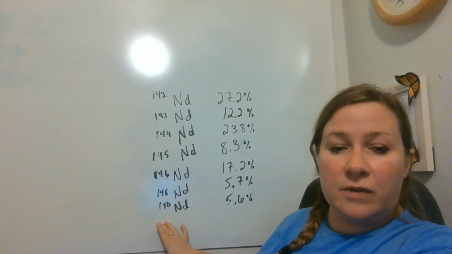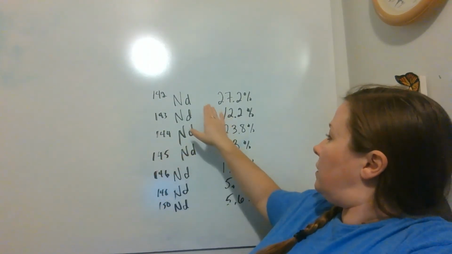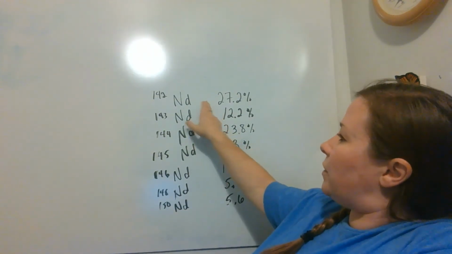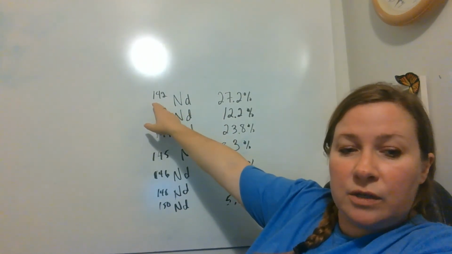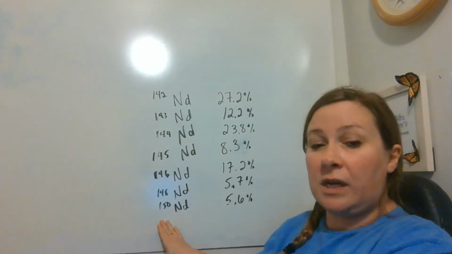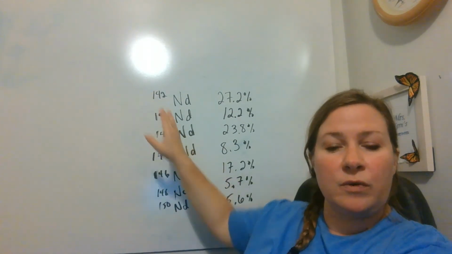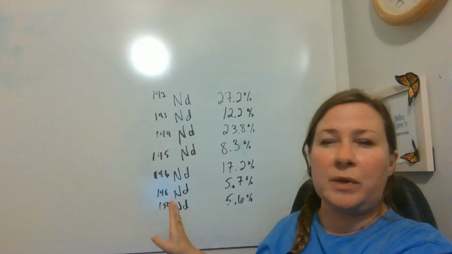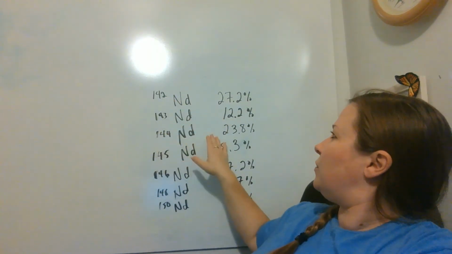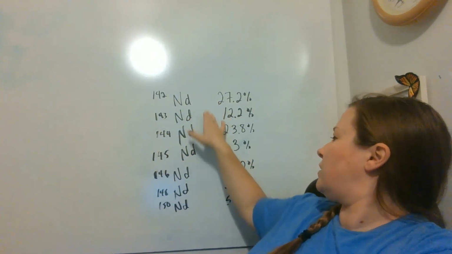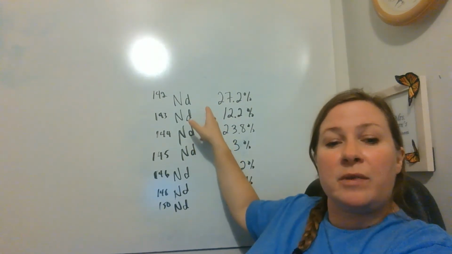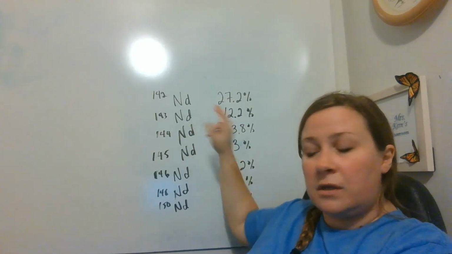1, 2, 3, 4, 5, 6, 7 isotopes of neodymium. The abundances are here. The most common abundance is this one. So neodymium-142 is the most common. Our range is 142 up to 150. So it's going to be a number between 142 and 150. We don't know what it'll be. It'll be maybe pushed toward the 142 and the 144. It looks like it's closer. You know, these abundances are higher, so maybe the average will be closer to these numbers.